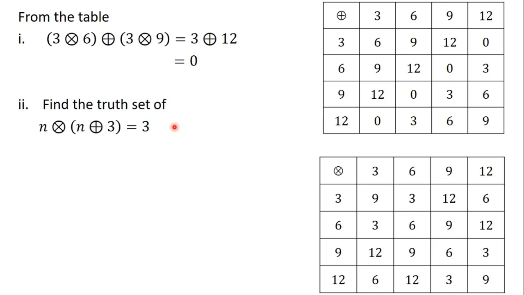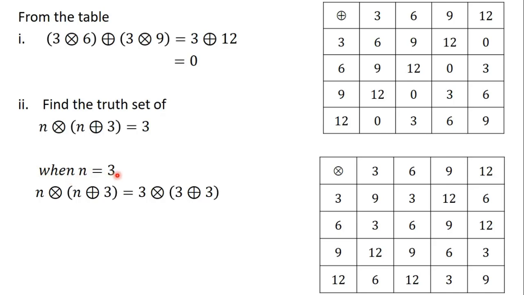The next part of the question says that we should use our tables to find the truth set of n times into bracket n plus 3 is equal to 3. We drew addition and multiplication tables for mod 15 on the set 3, 6, 9, 12. There are some values in the set 3, 6, 9, 12 that will satisfy this equation. To find those values, we are going to try them out one after the other. We will begin with the first one, which is 3.